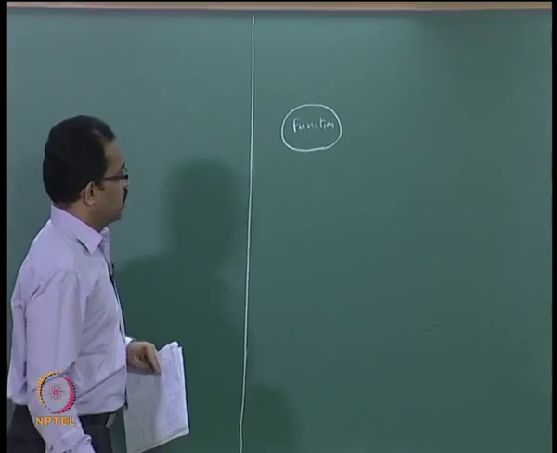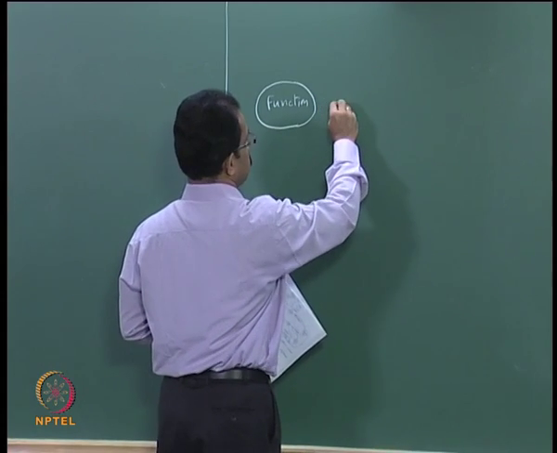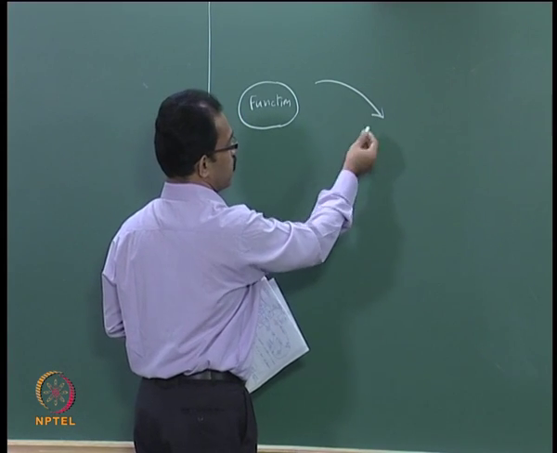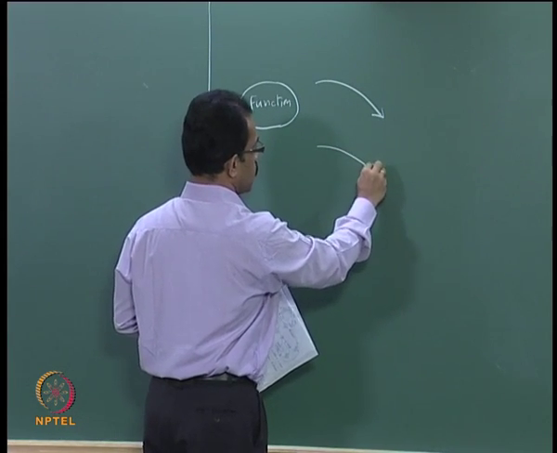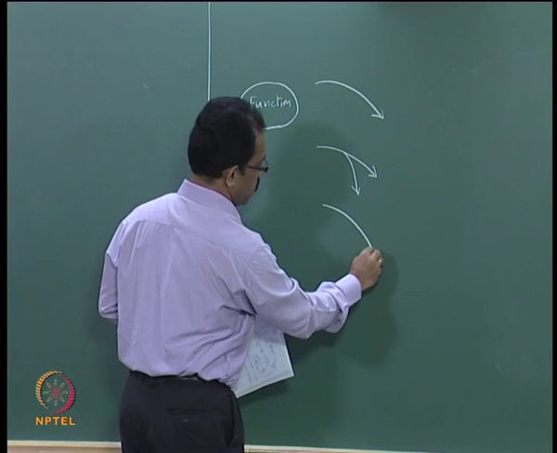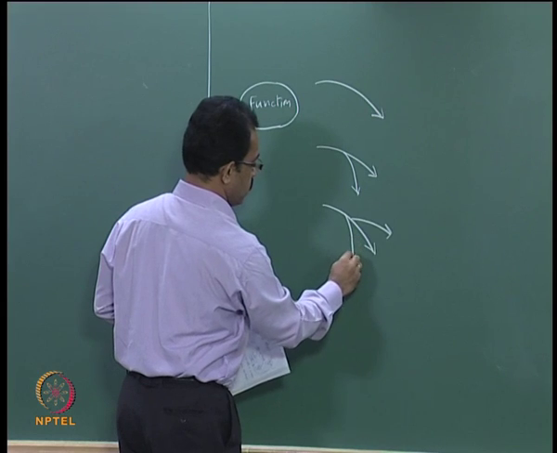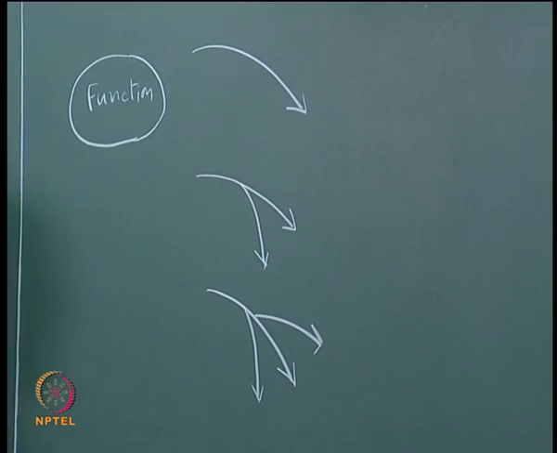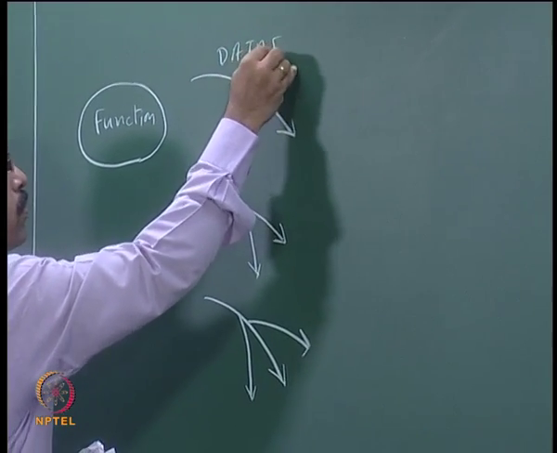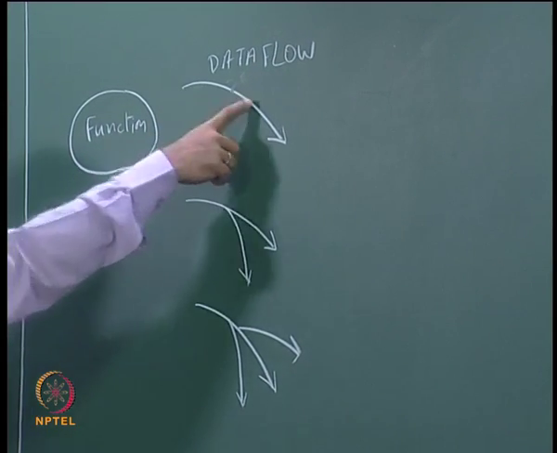So this is the first construct, and then we use another one called data flow. Data flow is represented using arcs. We use this kind of arcs to represent the data flow. We can have different kinds of arcs: a single arc, a branching arc, or multiple branches in the data flow diagram. Multiple branches represent that the same data is being flown to different entities. So this is construct 1, the function, and this is construct 2, the data flow.